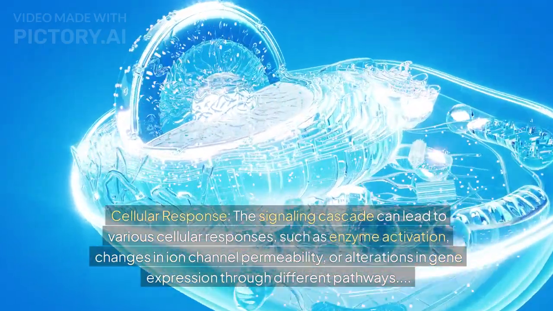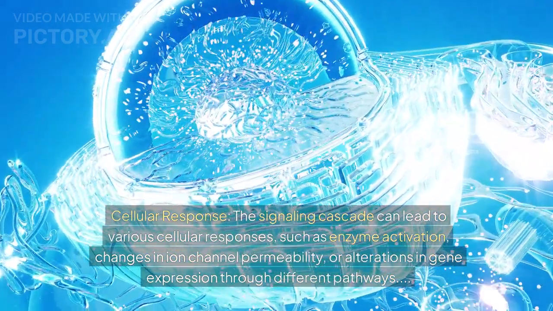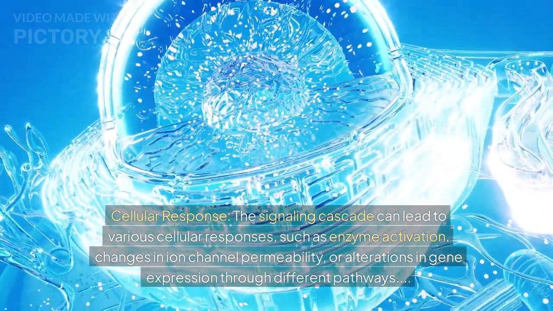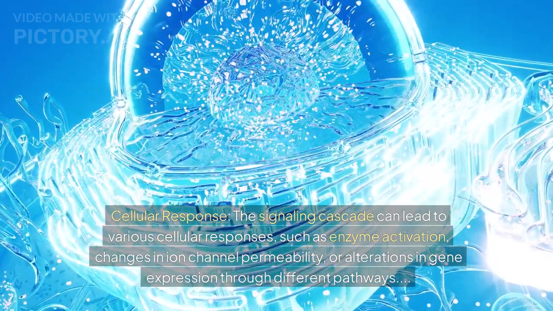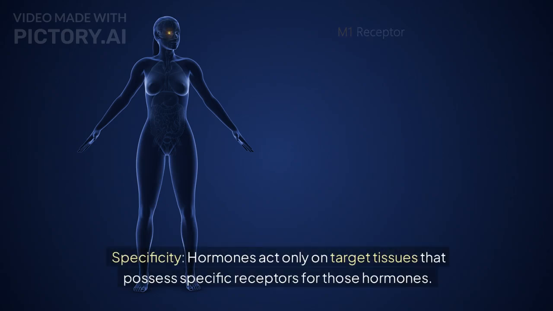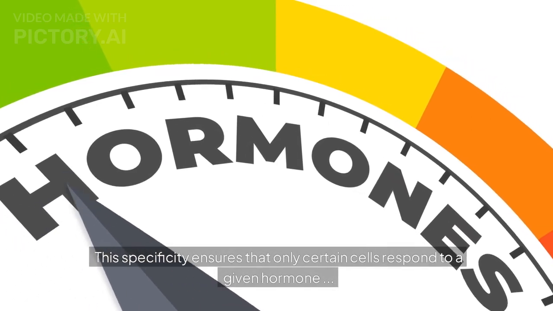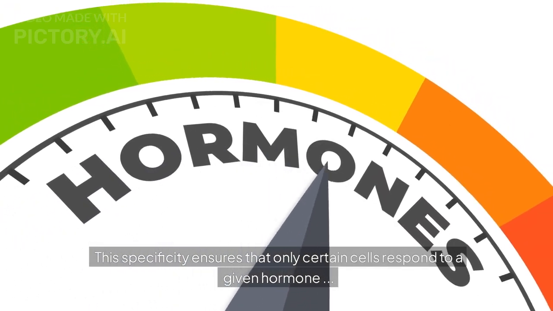Cellular response. The signaling cascade can lead to various cellular responses, such as enzyme activation, changes in ion channel permeability, or alterations in gene expression through different pathways. Specificity. Hormones act only on target tissues that possess specific receptors for those hormones. This specificity ensures that only certain cells respond to a given hormone.